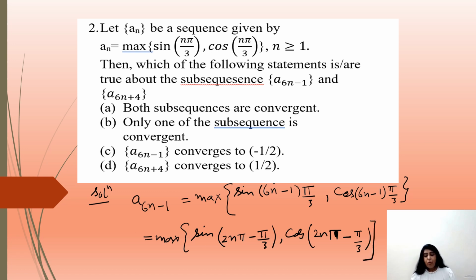Clear? Now if I take n as 1, what will you get? Sine of 2 pi minus pi by 3. 2 pi minus pi by 3 is in the fourth quadrant, and in the fourth quadrant sine is negative, so you will get minus sine pi by 3. And in the fourth quadrant cos is positive, so you will get cos pi by 3.